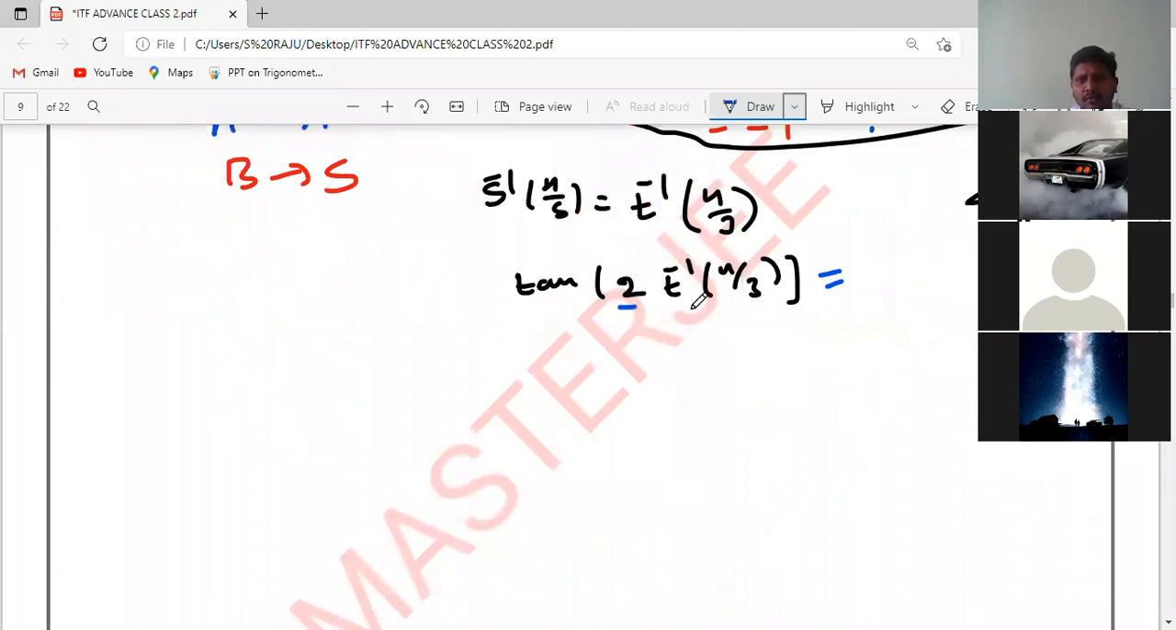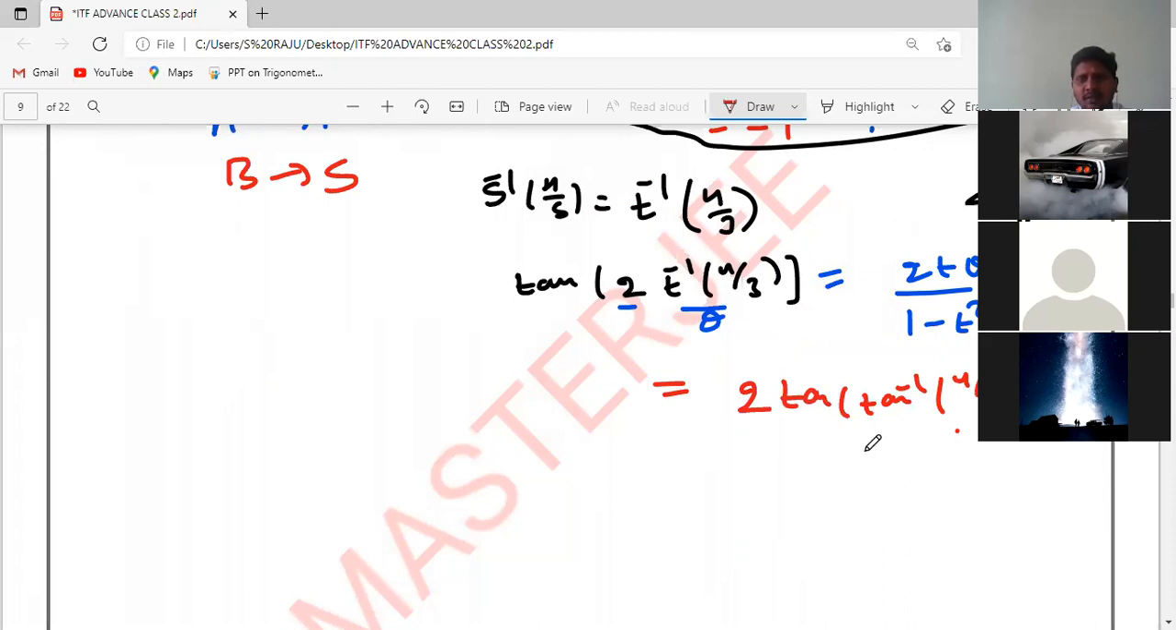Tan 2 theta is 2 tan theta by 1 minus tan square theta. Am I right? So apply this. Theta value is tan inverse 4 by 3. So 2 tan of tan inverse 4 by 3 by 1 minus tan of tan inverse 4 by 3, the whole square.